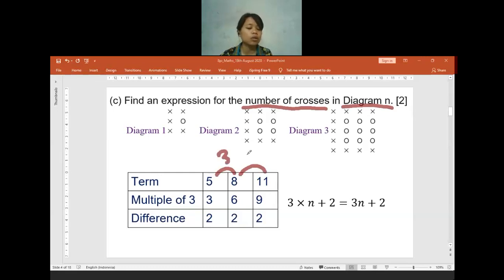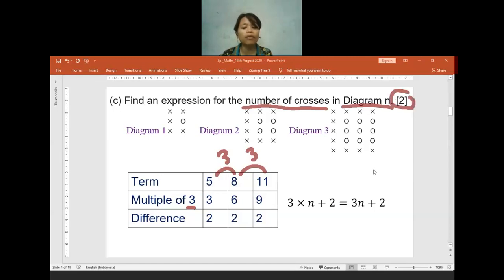From the second into the third, the difference is 3. So it means we have to find the multiple of 3. Multiples of 3 can be 3, 6, 9. The difference will be 2. So it means the nth term will be 3 times n plus 2, or you can write it as 3n plus 2. This is 2 marks.